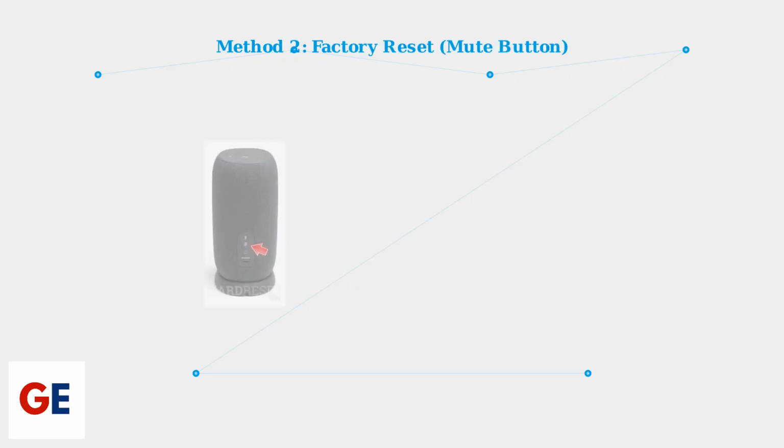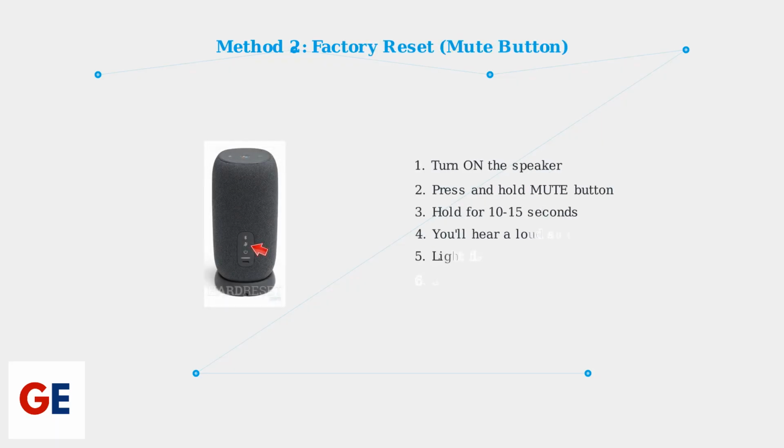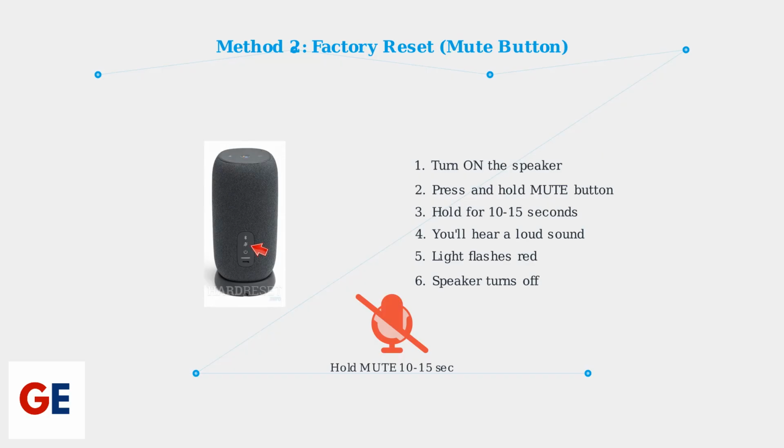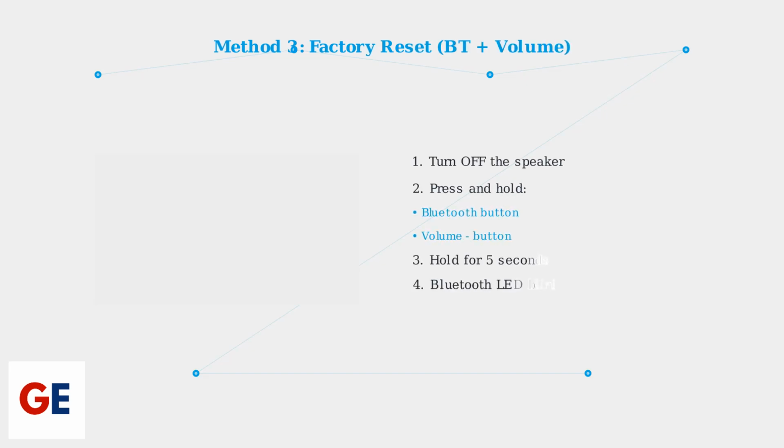Method 2 performs a complete factory reset using the mute button. This restores all settings to their original factory defaults. Method 3 is an alternative factory reset using the Bluetooth and volume minus buttons. This method also restores factory settings.